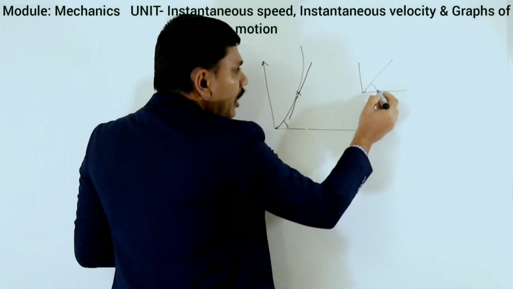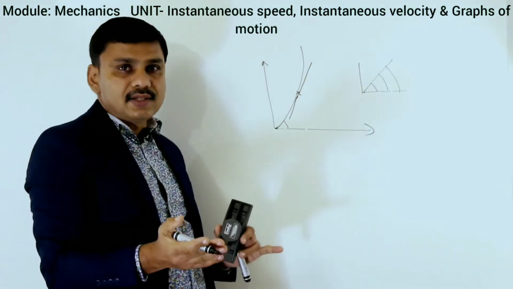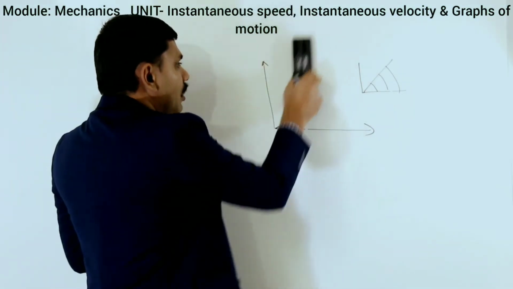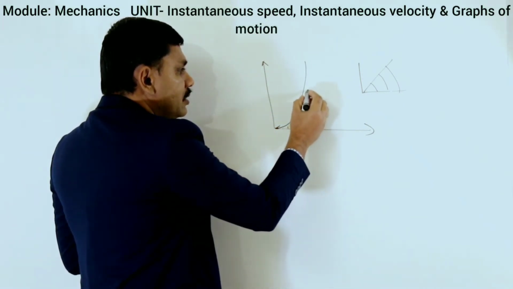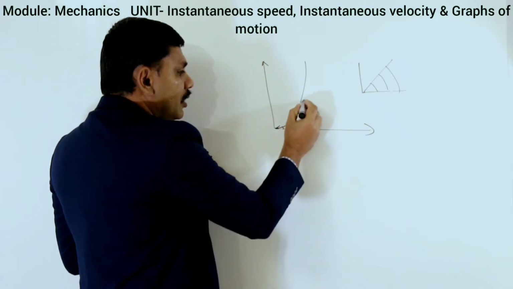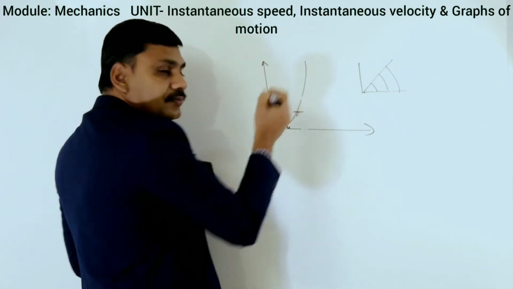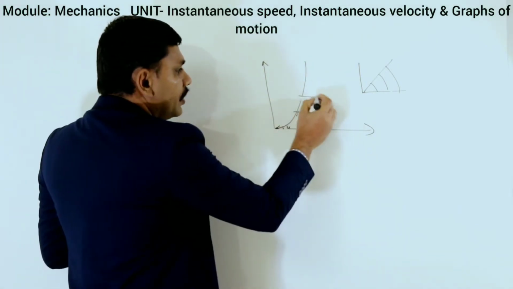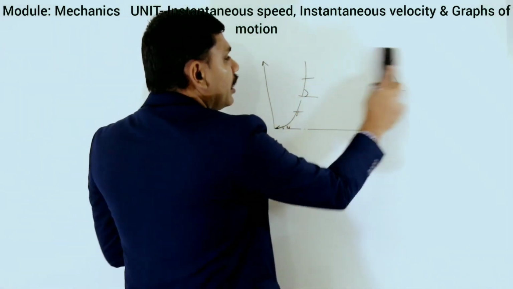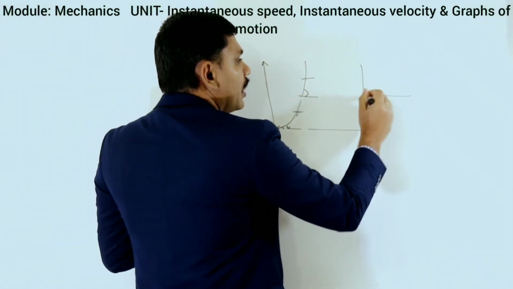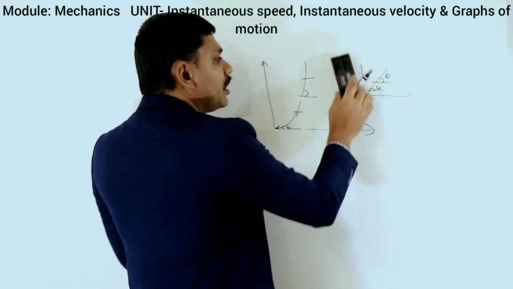But here the angle is the same everywhere. But here the angle changes. When you consider a graph like this, the angle is changing every time. Here the angle is theta. If you consider here, the angle will be different. So every time the angle is changing. But here the angle is the same everywhere. See, this is theta, this is theta. So everywhere it will be theta.